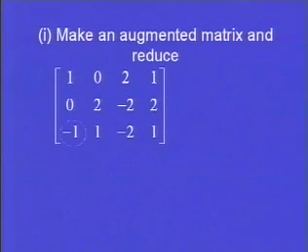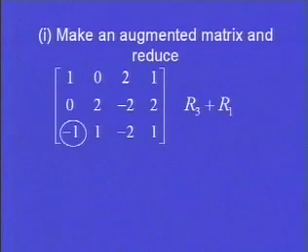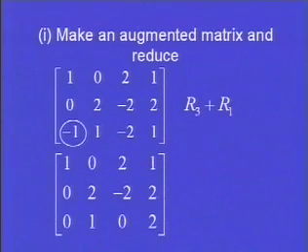Okay, well, I initially need to get rid of this negative 1 in the bottom row. I need for that to be a 0. So if we'll do row 3 plus row 1, that'll take care of that. That gives us across the bottom row 0, 1, 0, 2.